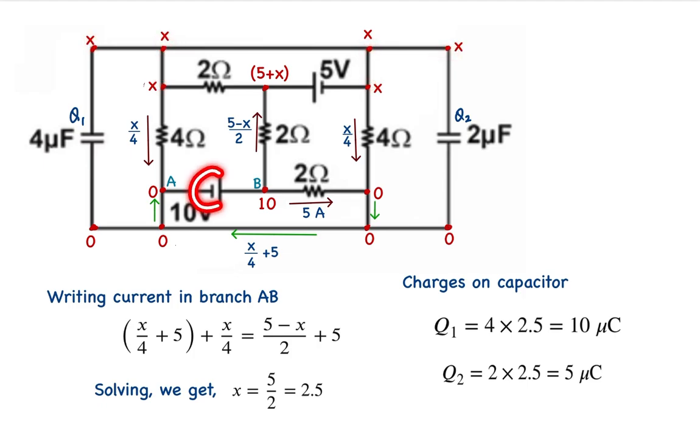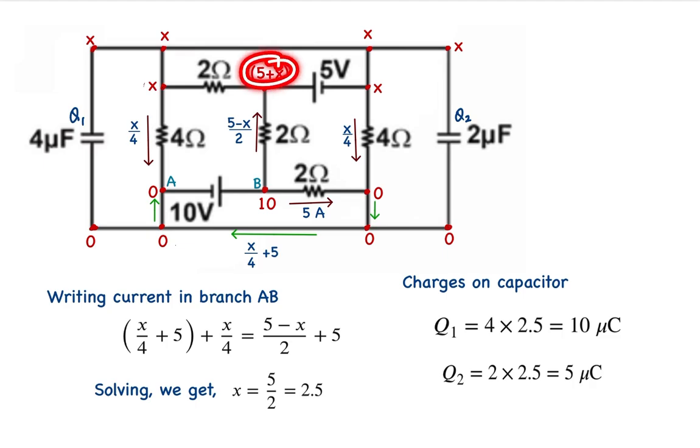Now the battery has voltage 10, so here potential will be 10 volt. So now we can find the current. So current through this branch will be 5 ampere, 10 by 2. The potential difference is 10, resistance is 2. And here potential difference will be 10 minus 5 minus x.